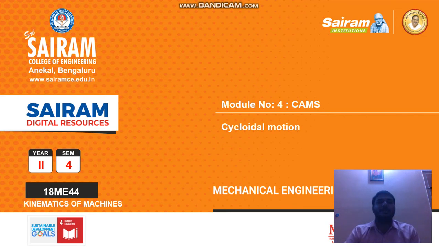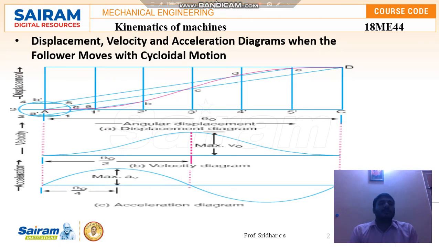So now we'll see about cycloidal motion. The displacement, velocity and acceleration diagrams when the follower is moving with a cycloidal motion. Cycloidal motion is nothing but where it moves in the cyclic process. As you know how the cyclic process takes place, similarly the cycloidal motion also moves in that form.